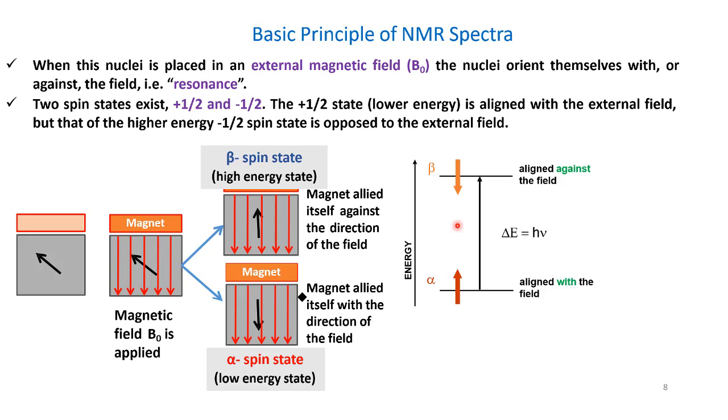Again, alpha is the lower energy, that is plus half, and beta is the higher energy, that is represented as minus half spin. Minus because it is opposite to the external magnetic field. You can remember it like that. That alignment change is basically called resonance. That is why it is nuclear magnetic resonance. We call it NMR, nuclear magnetic resonance.